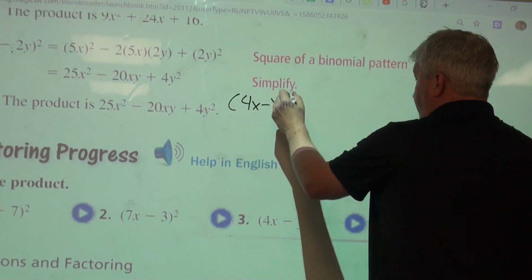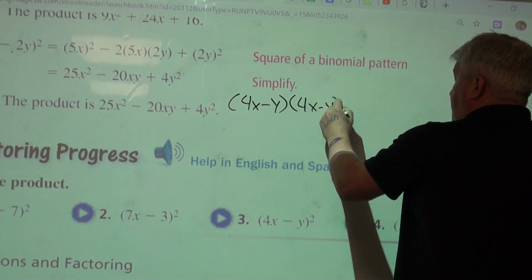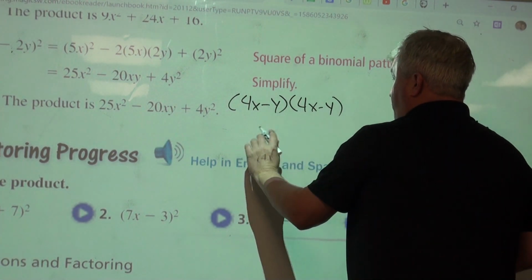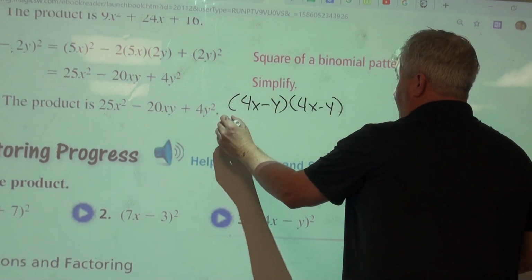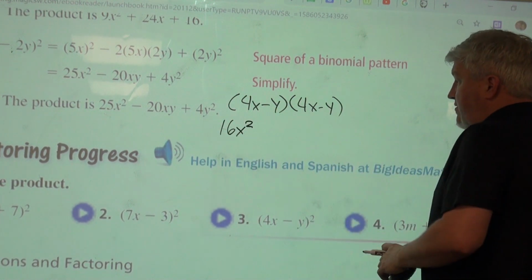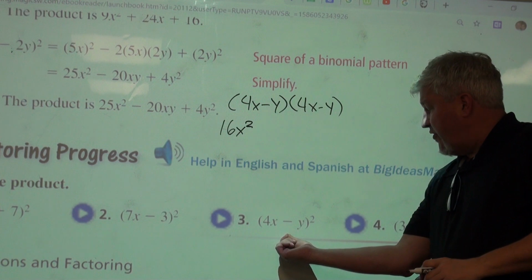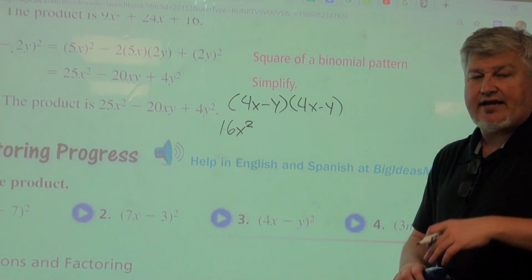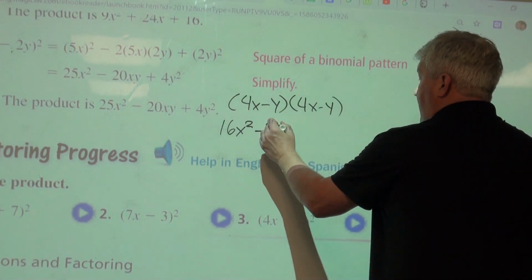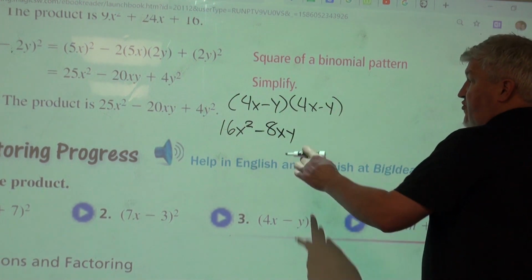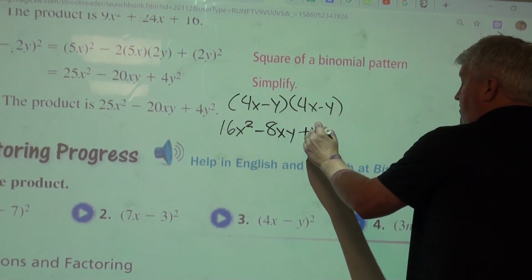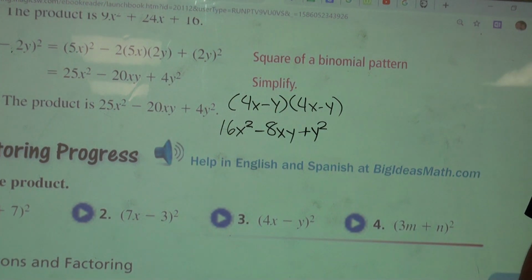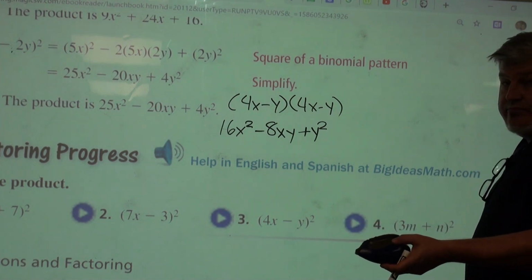Number 3, 4x minus y squared, 4x minus y times 4x minus y. Let's multiply the two terms together first. 4x squared is 16x squared. Now I multiply those two terms together. Negative y times 4x is negative 4xy, and I double it. That's negative 8xy. And then square the last terms. Negative y times negative y is y squared. So it's 16x squared minus 8xy plus y squared. That's number 3.